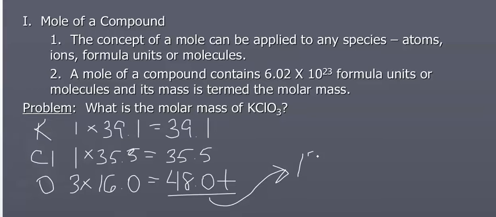Molar mass units are in grams per mole. So that's really the difference between molar mass and formula mass. Formula mass is in AMUs. Molar mass is in grams per mole.